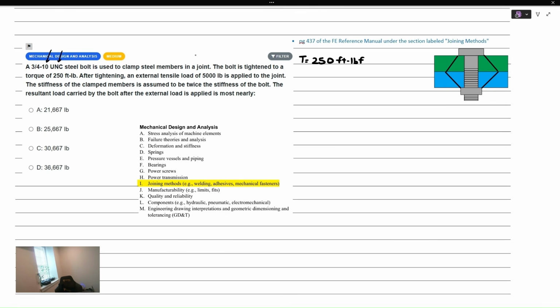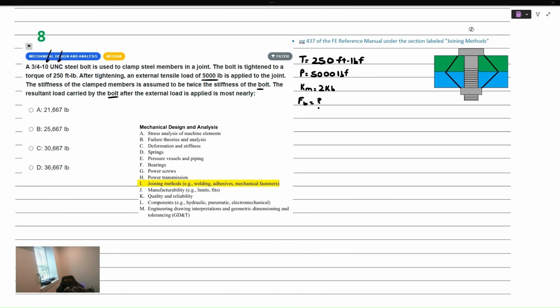After tightening, an external tensile load, I'll just call that load P, is equal to 5,000 pound force, is applied to the joint. The stiffness of the clamp members is assumed to be twice the stiffness of the bolt. So the stiffness of the member is twice the stiffness of the bolt. The resultant load carried by the bolt, so we're looking for the force in the bolt here, after the external load is applied, is most nearly.